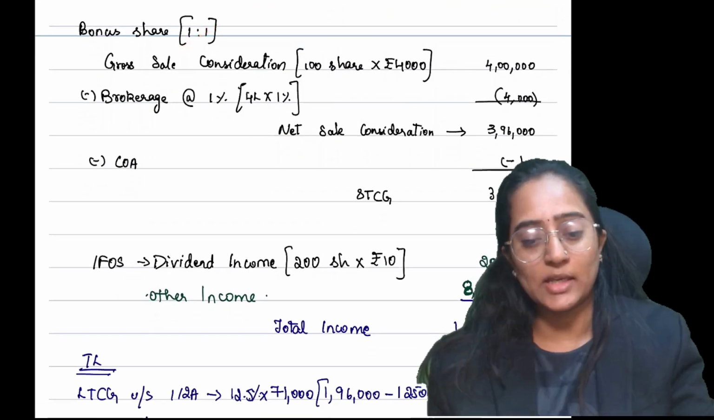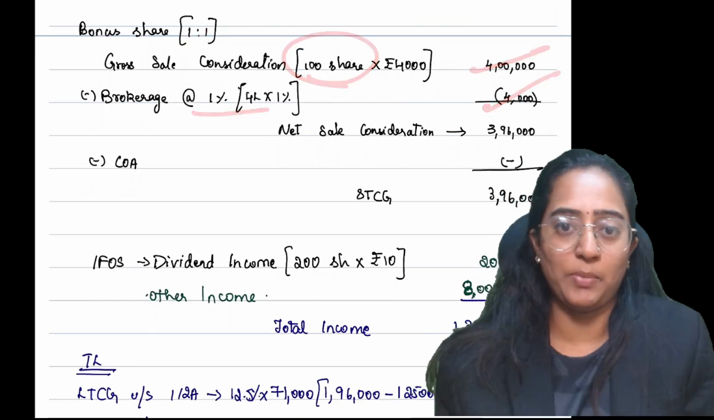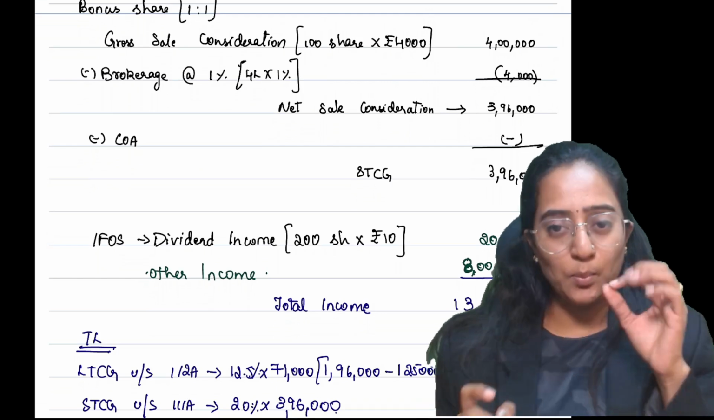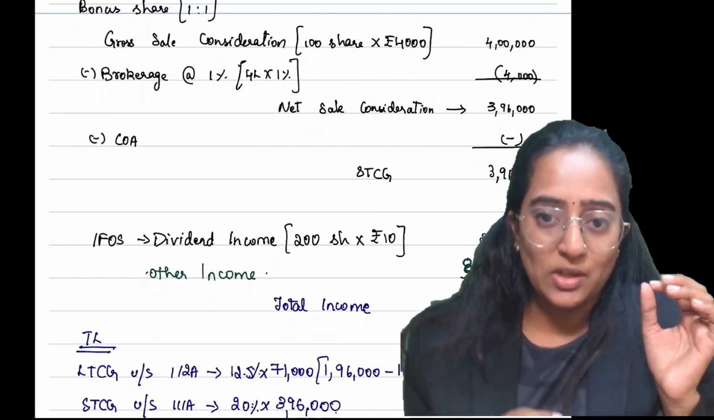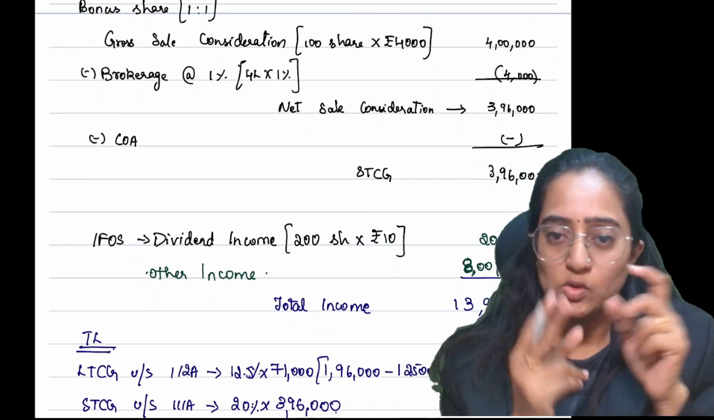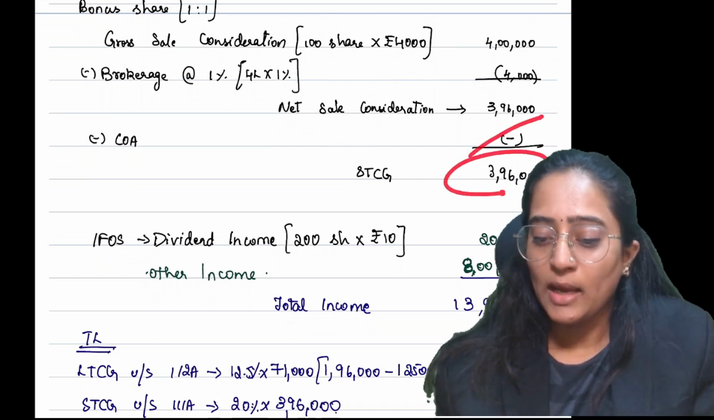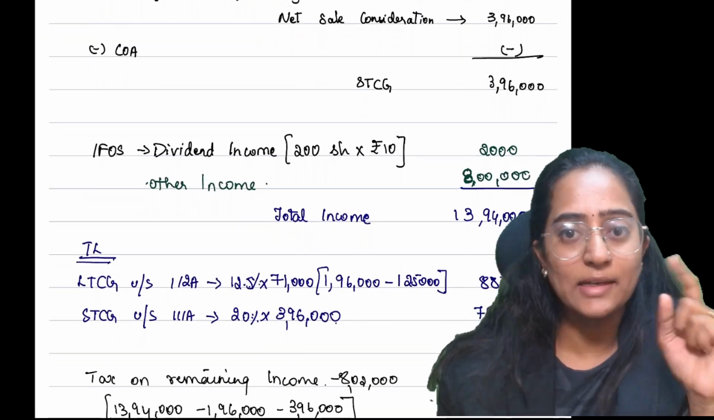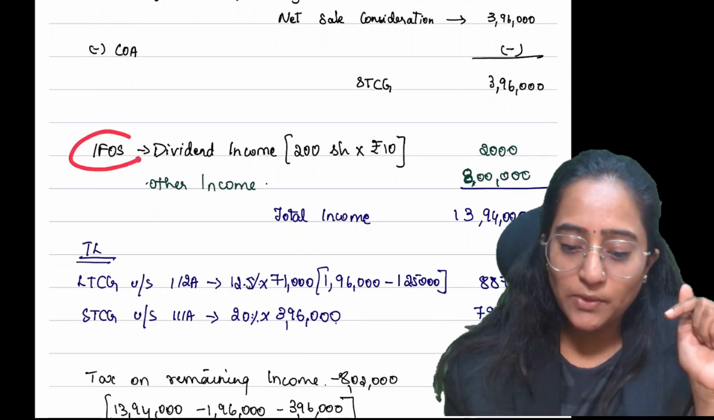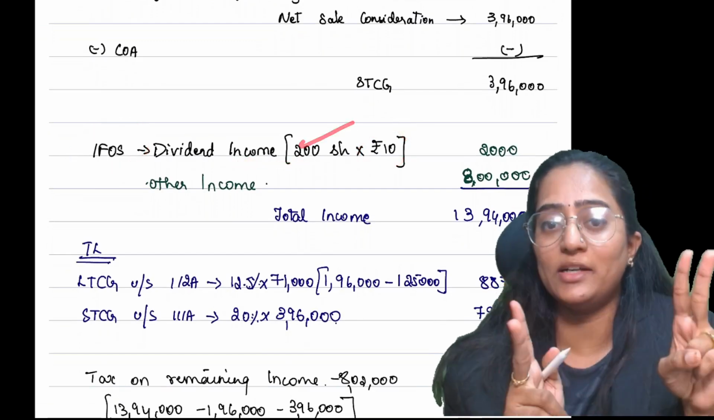Bonus shares which is given is 1:1 share. You had 100 shares, you got 100 shares now, and the brokerage which is considered you subtract. Net sale consideration is so much, and for bonus shares you are going to consider the cost as nil. You don't pay anything out of your pocket. So you have provisions for bonus shares in the capital gain chapter. And the short term capital gain is how much? 3,96,000.